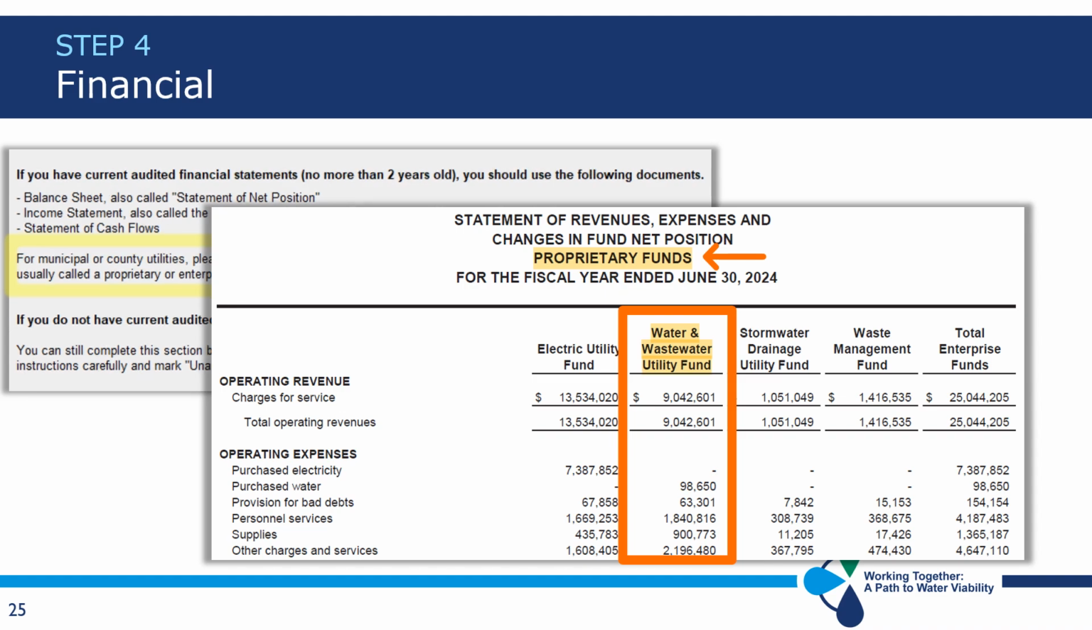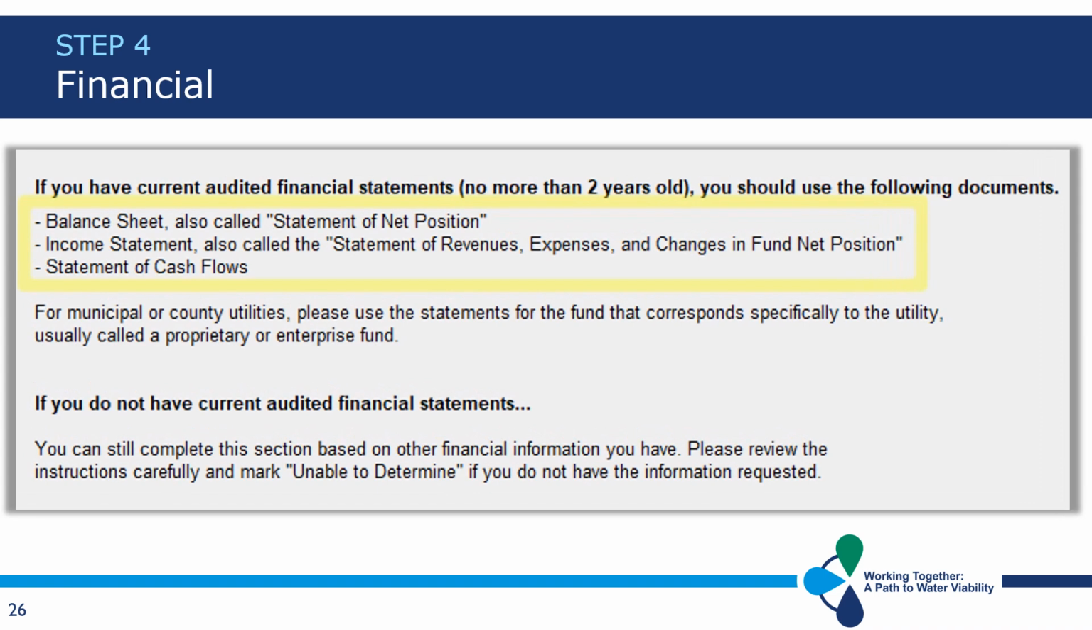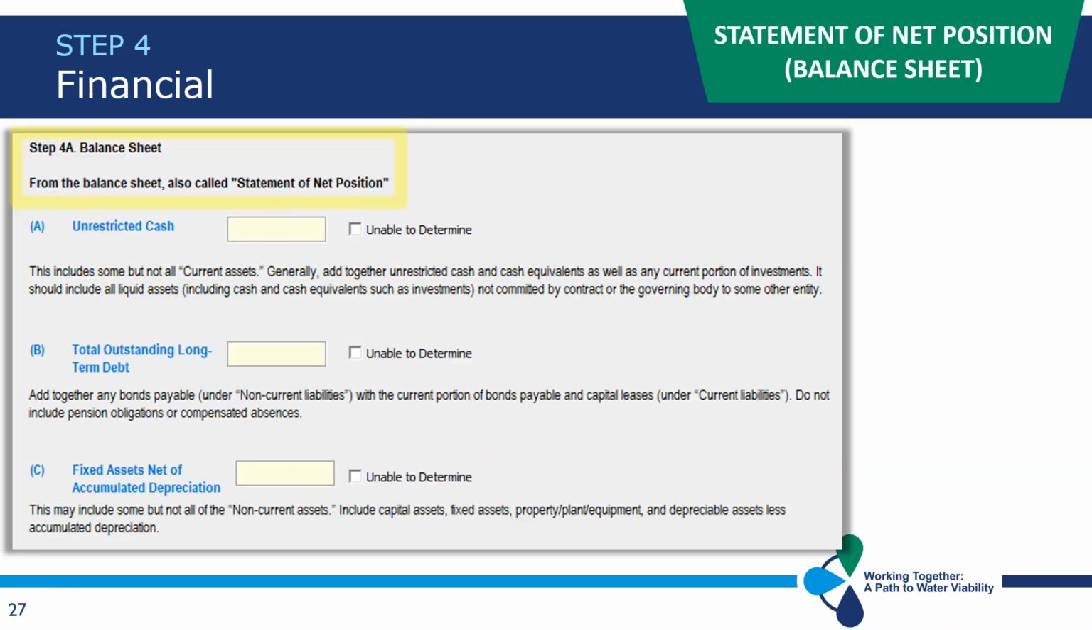If you have an audit, you should be able to pull all the numbers you need from the 3 statements listed in the instructions, and I will show some examples of where to find each one. If you don't have an audit, this section will be more difficult. You may not be able to identify all of the information requested, and that will affect the final score. However, you can still provide the information you do have and complete the tool. I will show each question in this section and where to find it on sample financial statements. Although your statements may not look exactly the same as these, this should give you a good idea of where to start.